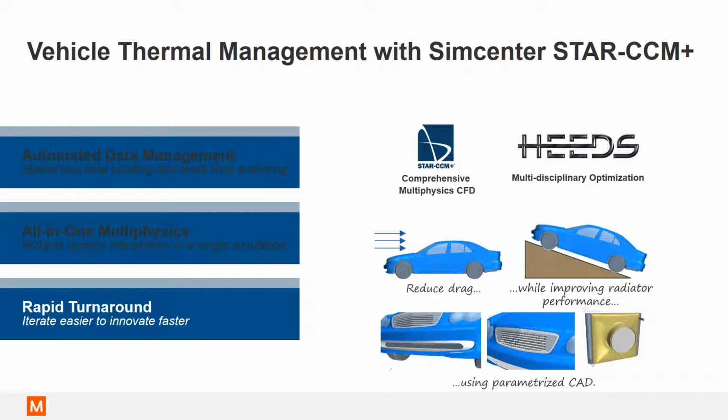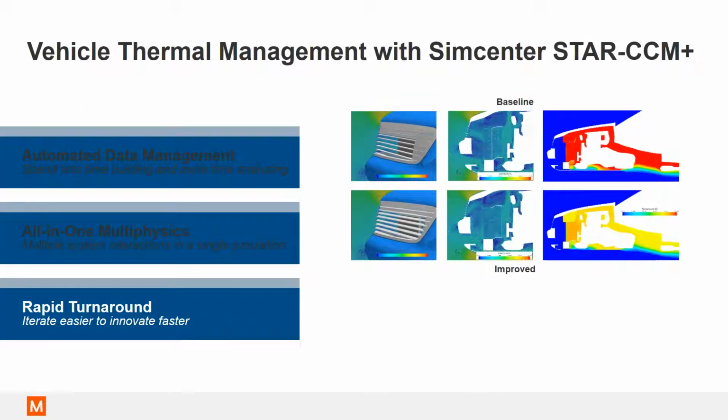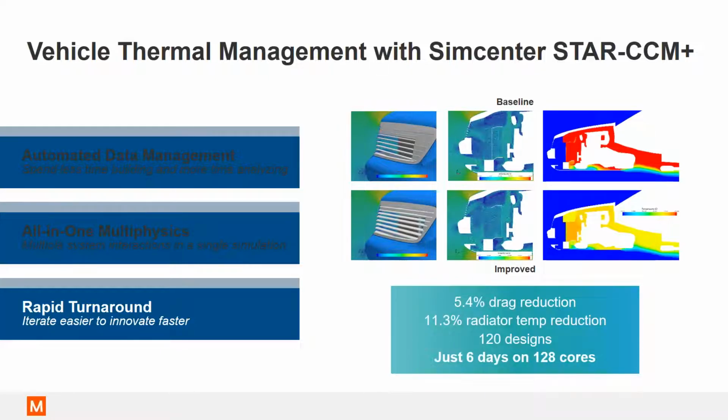HEEDS uses the algorithm SHERPA. It's actually going through and looking at the performance of the fluid design and tweaking and adjusting it as it goes, using a combination of different optimization routines, including genetic algorithm. Using this, the company developed a new design that resulted in a drag reduction and increased radiator performance. We were basically able to run over 100 different designs in 6 days using Star CCM Plus to achieve a 5.4% reduction in drag and an 11% reduction in the radiator output air temperature.